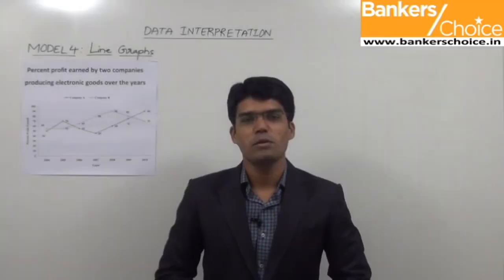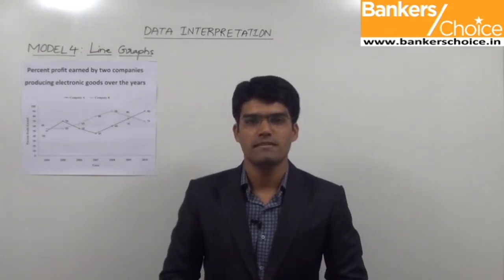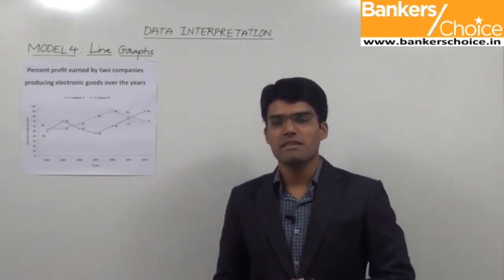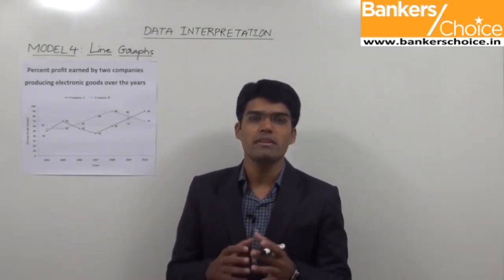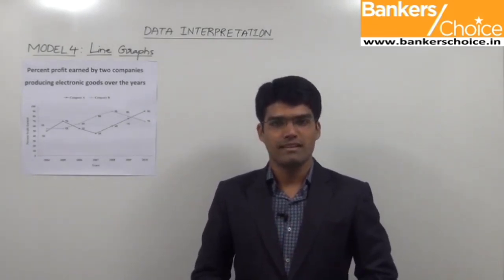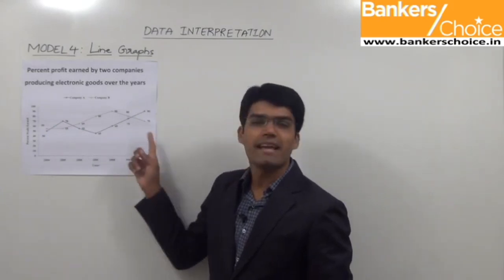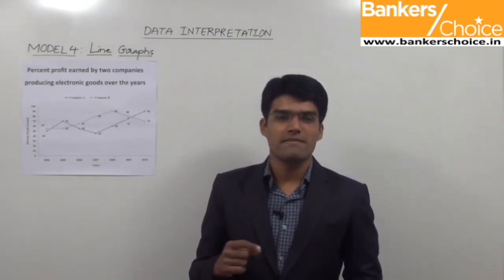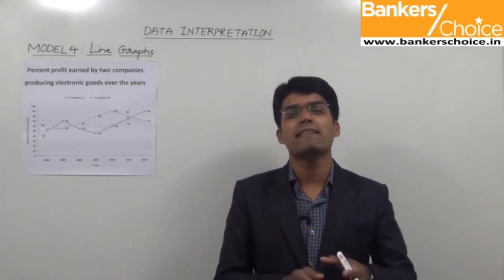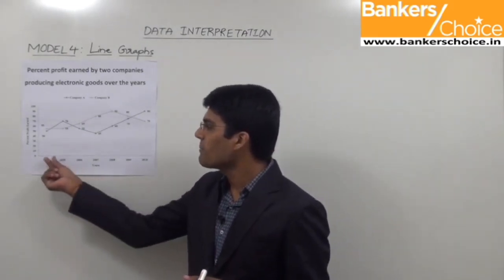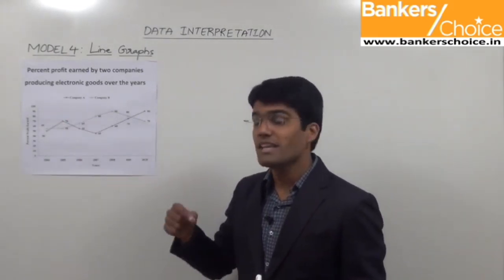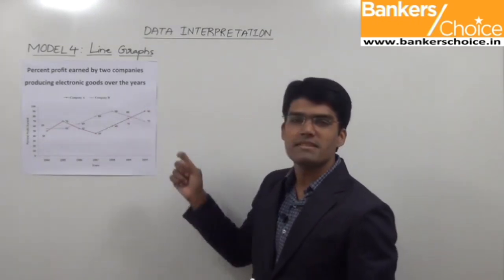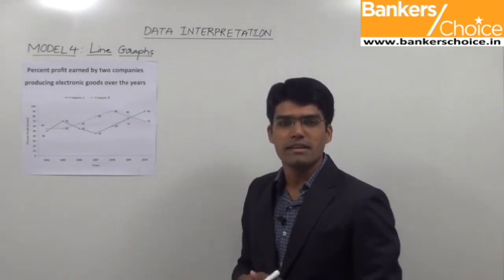Let us now take the fourth model from this topic of data interpretation, where we shall discuss questions related to line graph. Like bar graphs, line graphs is also a pictorial representation of the given data. As you can see here, this is what a line graph looks like. The only difference between a bar graph and a line graph is that in case of bar graph, the data is discrete. That is, we have a bar at each point. But in case of line graph, you can see that the data is continuous, as it is represented with the help of a line over the given period.